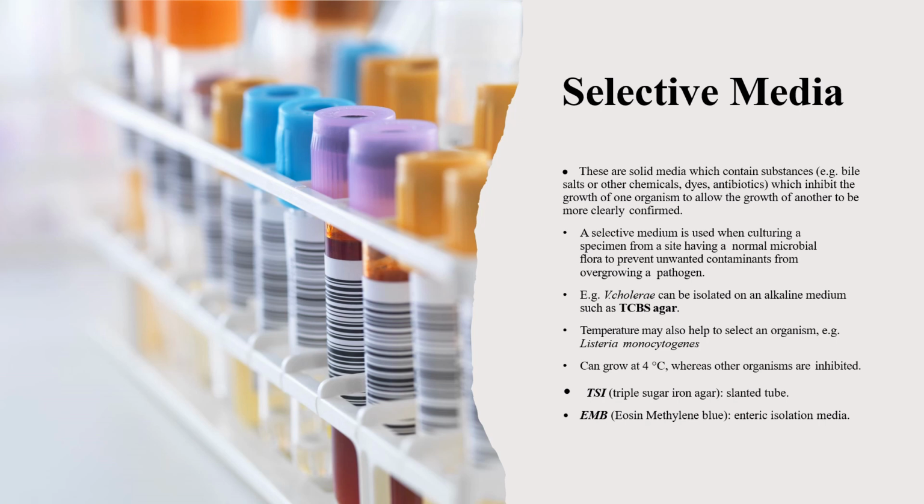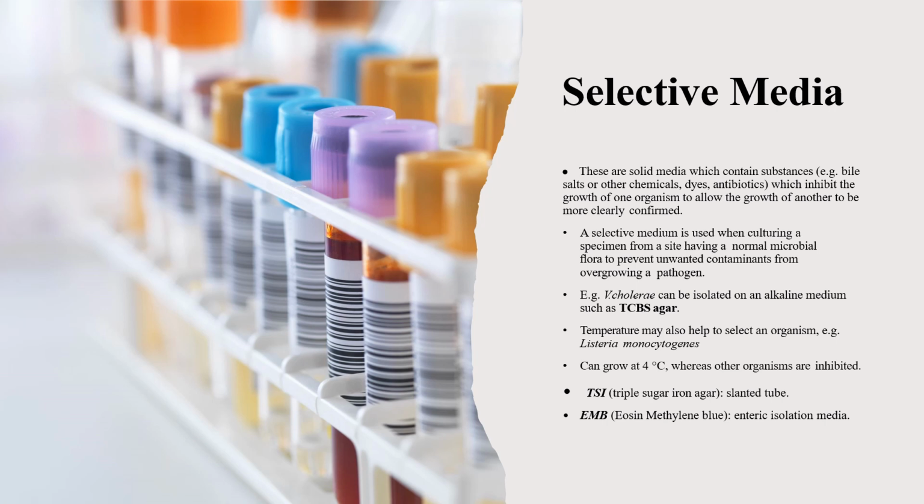For example, TSI, triple sugar iron agar, is a slanted tube medium that contains sugar, iron salts, and pH indicators. It is commonly used for the isolation and differentiation of enteric bacteria, including those that can ferment sugar and produce a characteristic color change in the medium.